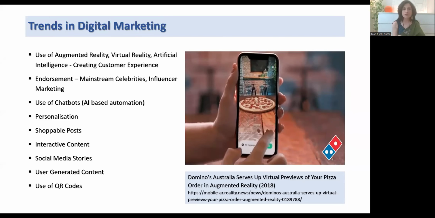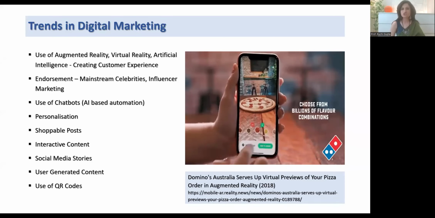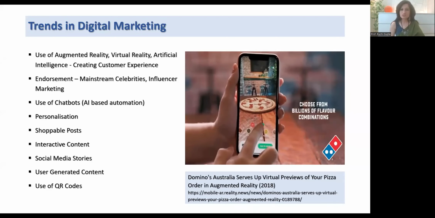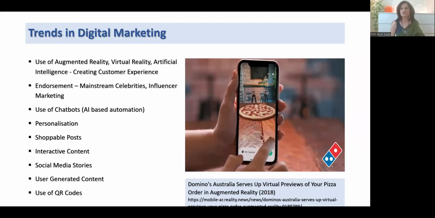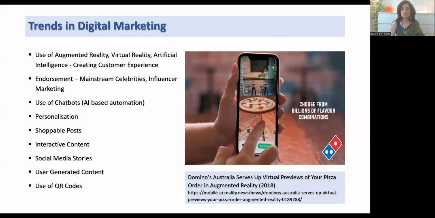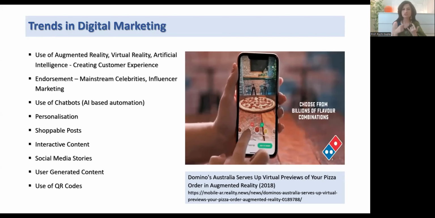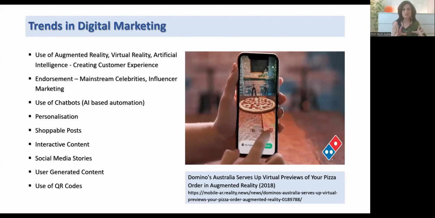What we are also going to discuss today is the use of chatbots based on artificial intelligence, personalization, shoppable posts, interactive content, social media stories, user-generated content, and the use of QR codes. We will be seeing QR codes at various places. Before we discuss it as a strategy, we will see how it has now become visible almost everywhere, right from newspaper ads to product packages to promotional things. So we will see how these things are designed.